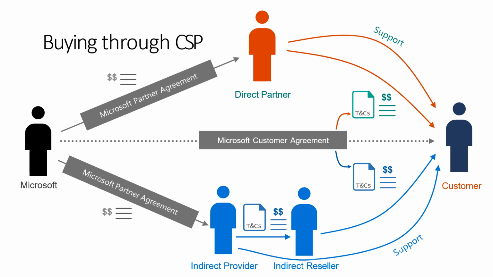The most popular way by far is through the indirect model, where an indirect provider sells to an indirect reseller, who in turn sells to the end customer. So the latter is how it would work through Leader, where you as the indirect reseller would buy from Leader as the indirect provider and then on-sell to your customers.